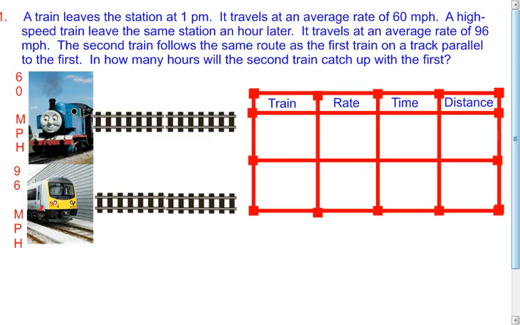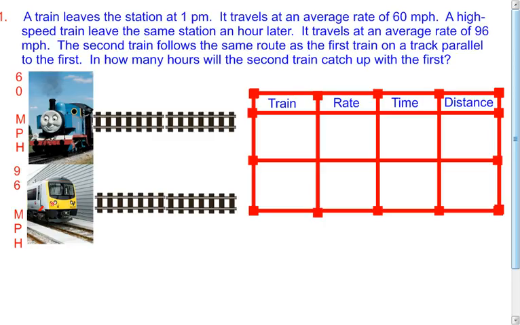So, here we go. A train leaves the station at 1 p.m. It travels at an average rate, rate is another word for speed, of 60 miles per hour. A high-speed train leaves the same station an hour later, but it travels at an average rate of 96 miles per hour, so it's going faster. The second train follows the same route as the first train on a track parallel to the first. In how many hours will the second train catch up with the first?